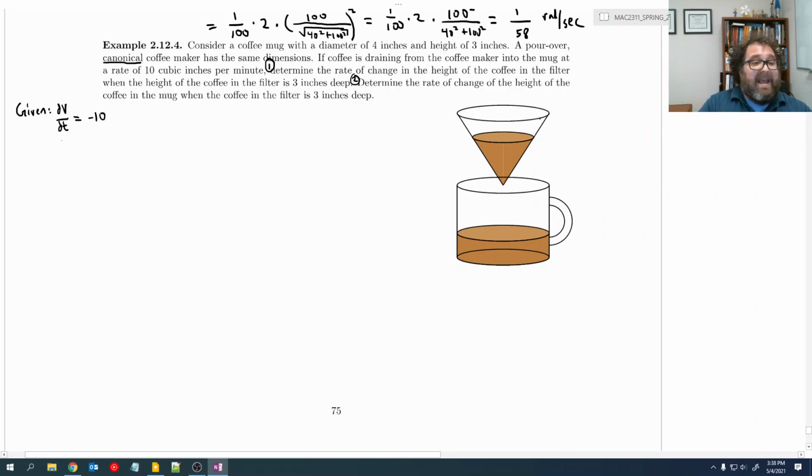So when h is 3, the height is 3, we'll call it h. Now this is like the little cone of coffee. We want to find dh/dt. So let me do this real fast. Find, or need, dh/dt. Okay, so what about our formulas?